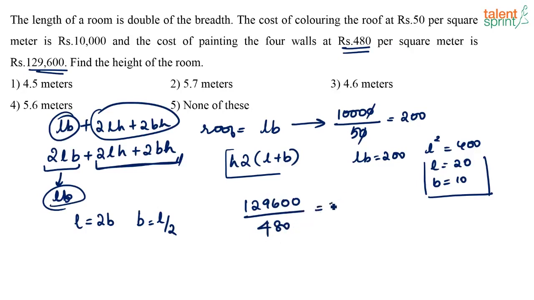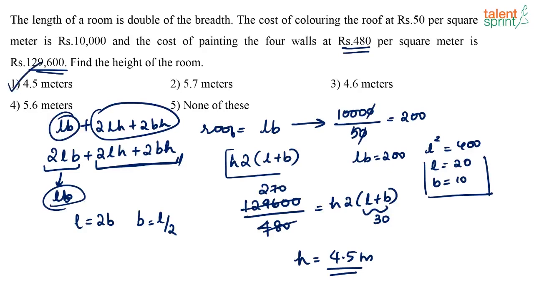So this is nothing but H into 2 into (L plus B). See, here I know L is 20, B is 10. So this is 30, right? So just solve for this and find out the value of H. That's all. So when you solve this, I think you will get this as 270. So 270 divided by 2 is 135, and 135 divided by 30, correct? 135 divided by 30, that is 4.5. So you will get the height as 4.5 meters. So the correct answer here is option 1.